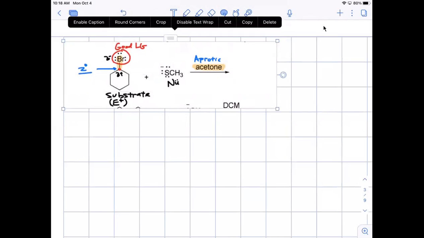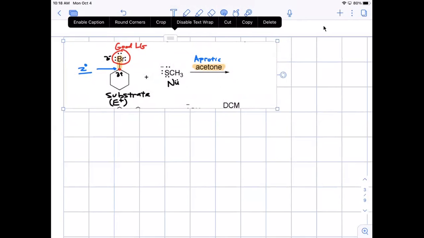All right. So first, let's look at what we get as a product, and then we're going to talk about how to determine if the leaving group is good, what aprotic means, all that stuff, and why aprotic solvents are important for SN2 reactions.